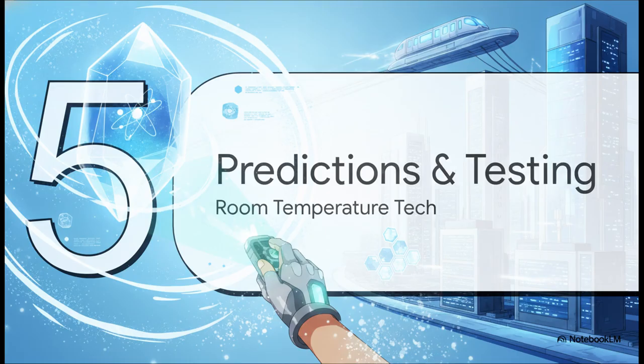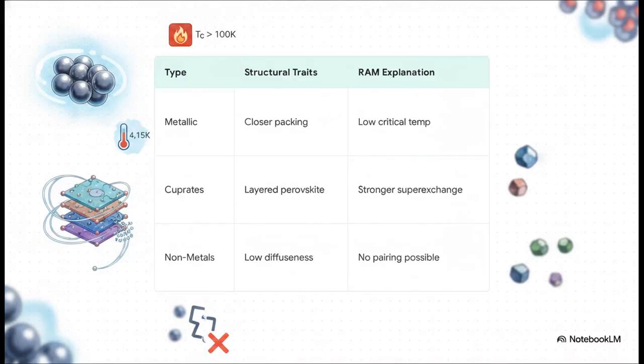And finally, Part 5, Predictions and Future Testing. Can we scale this up to room temperature? How does RAM adapt to the real-world materials we test in labs? Well, from metallic superconductors like mercury, the model points to their closer atomic packing and moderate Gaussian diffuseness. This correctly yields a low critical temperature of about 4.15 Kelvin.